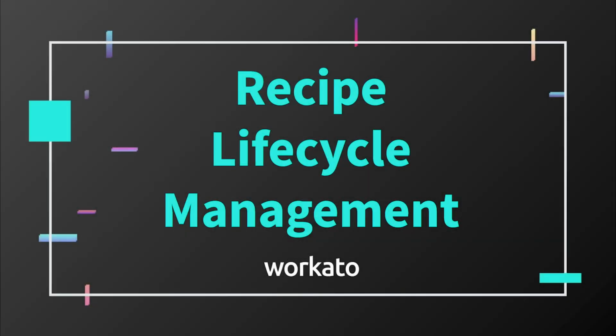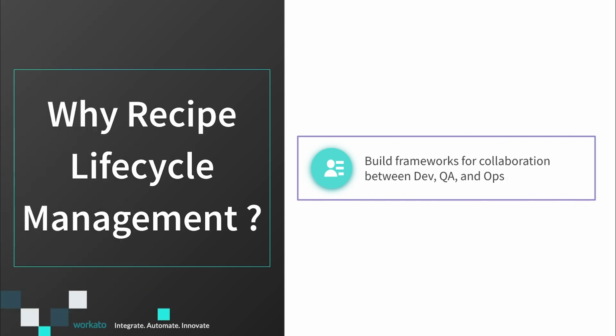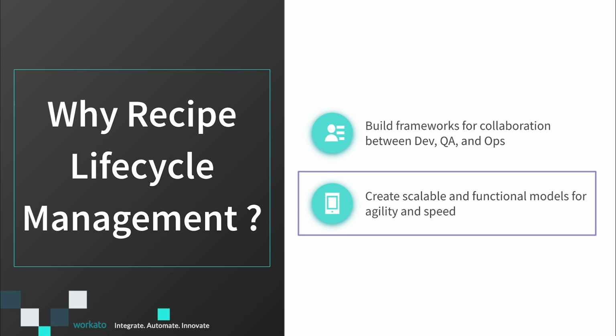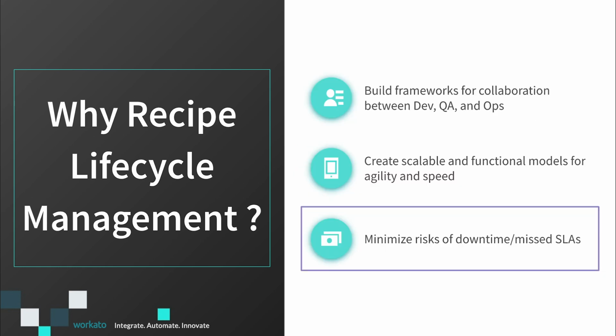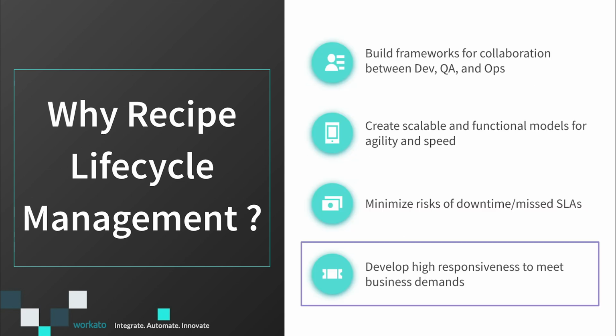As the number of integration and automation projects grow, it becomes increasingly important to manage the lifecycle of recipes. By designing a robust process for recipe lifecycle management, your team can build a framework for collaboration between dev, QA, and ops teams, create scalable and functional models built for agility and speed, minimize the risks of downtime and missed SLAs, and above all, develop high responsiveness to meet business demands.